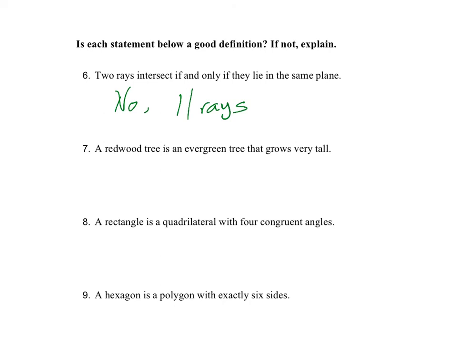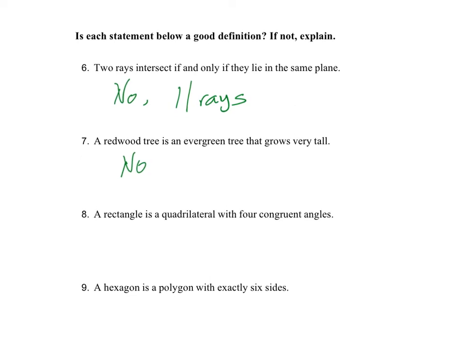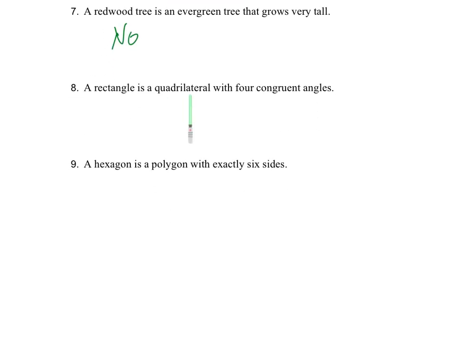Number 7, a redwood tree is an evergreen tree that grows very tall. Well, this is not a good definition, because there are other types of trees that are evergreen and very tall. Number 8, a rectangle is a quadrilateral with 4 congruent angles. Well, this is a good definition, right? Because the only type of quadrilateral with 4 congruent angles is a rectangle.